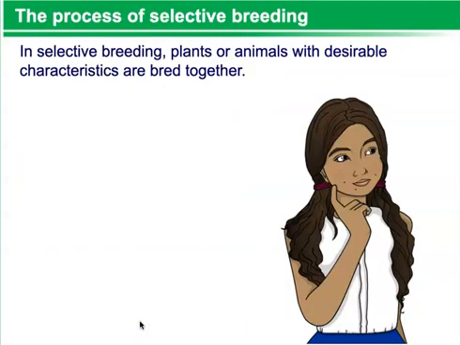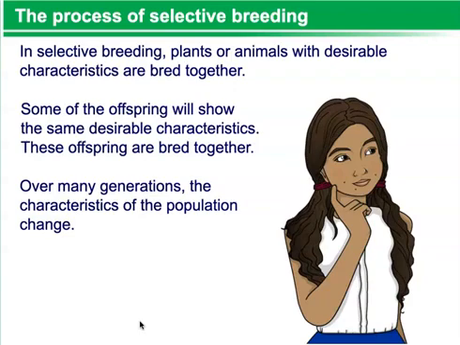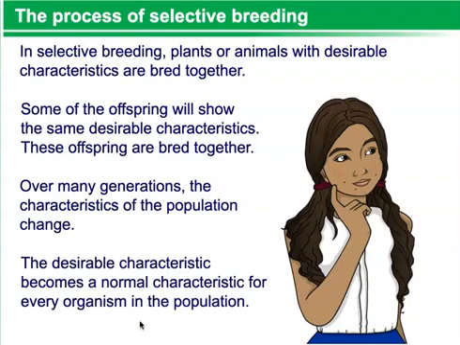The process of selective breeding. In selective breeding, animals, plants, or anything else with desired characteristics are bred together. Some of the offspring will show the same desirable characteristics. These offspring are often bred together. Over many generations, the characteristics of the population change. The desirable characteristics become a normal characteristic for every organism within the population.